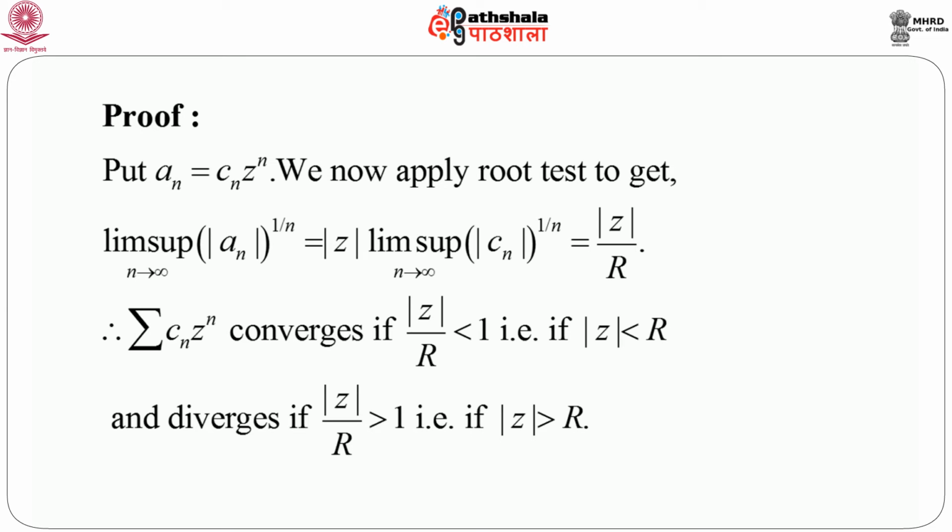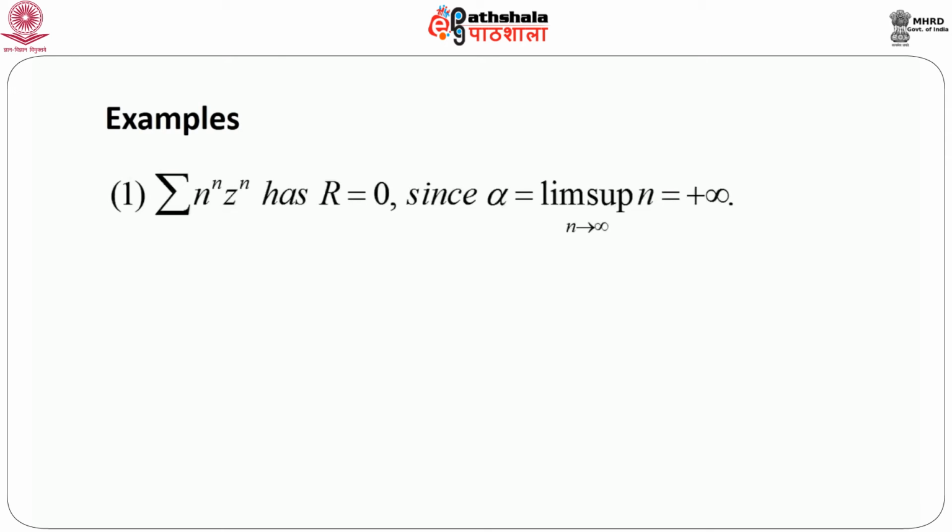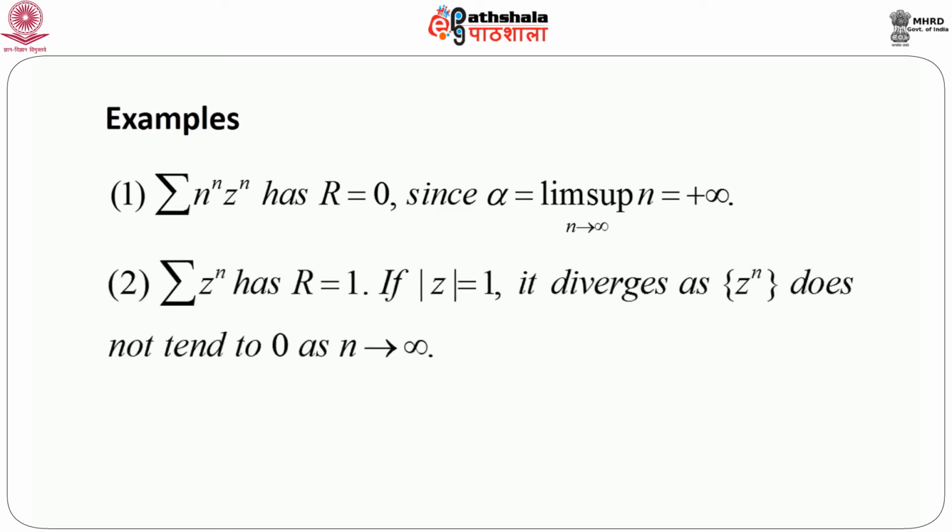And this entire convergence or divergence of a power series can be explained in terms of the root test, or rather in terms of the radius of convergence. So all we have to do is determine the radius of convergence associated with the given power series. As examples, the first is the power series summation n to the power n z to the power n, which has R equals 0, since alpha equals lim sup of n, which is infinity. And summation z to the power n has radius of convergence 1, since the coefficients are equal to 1.